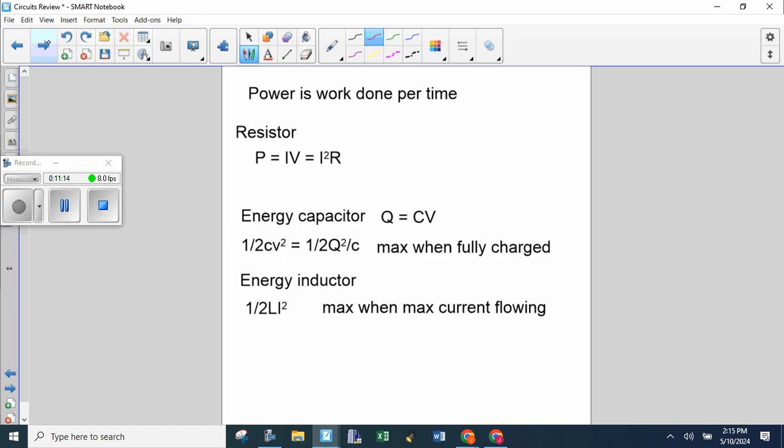Good? So 1/2 CV squared, 1/2 Li squared. I think the reason that I prefer 1/2 CV squared is just because they both end up looking like a kinetic energy type deal, like a 1/2 something squared.